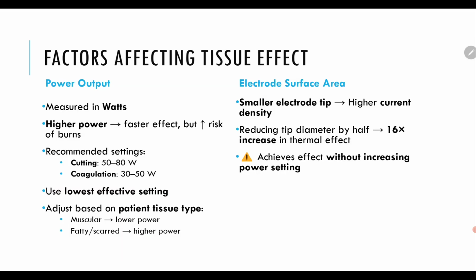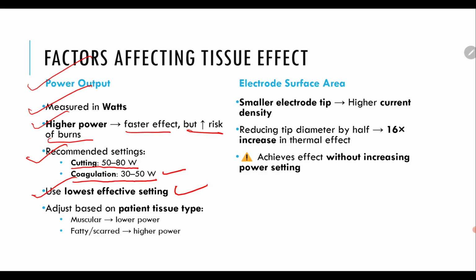Another factor affecting the tissue effect is your power output, measured in watts. High power gives a faster effect but increased risk of burn. The recommended setting for cutting is 50 to 80 watts. The coagulation setting should be 30 to 50 watts. Remember, use the lowest effective setting, because there is more chance of burn injury. Adjust based on patient tissue type. If the patient is muscular, use a low power setting. If the patient is fatty and there is more scar tissue, use a higher power setting. So remember the power output for cutting mode is 50 to 80, and for coagulation 30 to 50 watts.